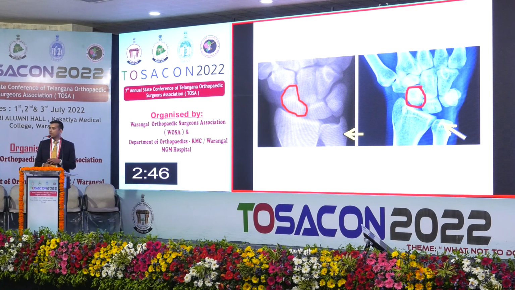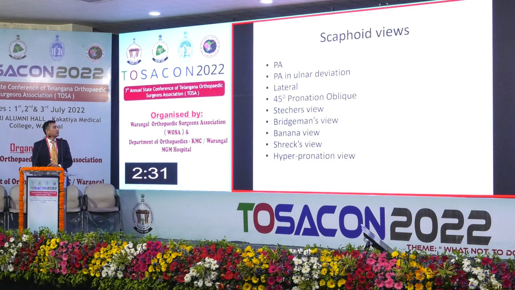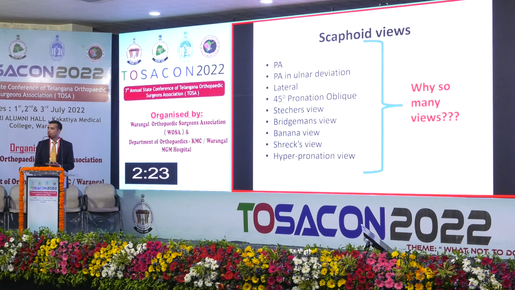So sometimes a patient comes to us with scaphoid tenderness, pain, and then you get an AP view. The scaphoid is flexed and you may tend to miss a lot of fractures in the scaphoid. So always a PA view is essential. So again, coming to scaphoid, many views have been described in the literature, a huge list and many other things also. Why do you need so many views for scaphoid?